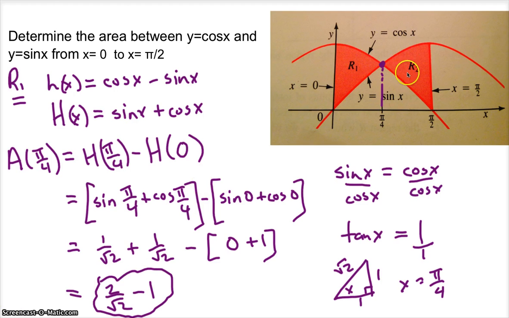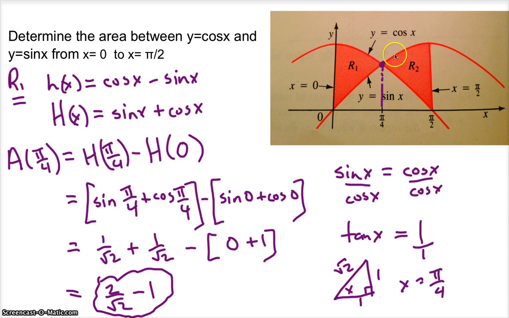Now, region 2, if you look at the diagram, there's symmetry here. Region 2 is the same as region 1. So we can determine both the sum of these just by doubling the area of region 1. And that would be a shortcut here.